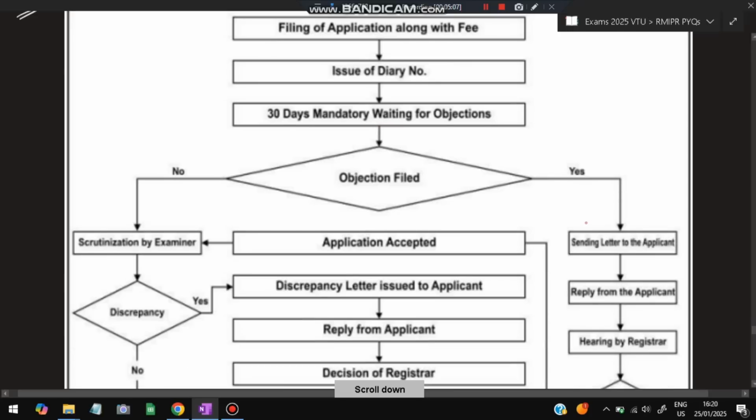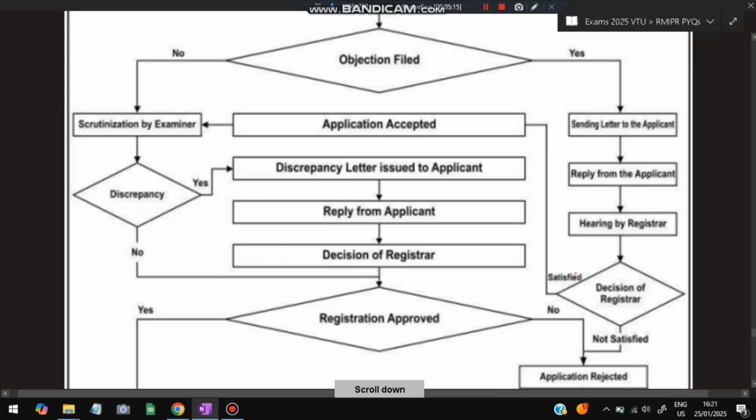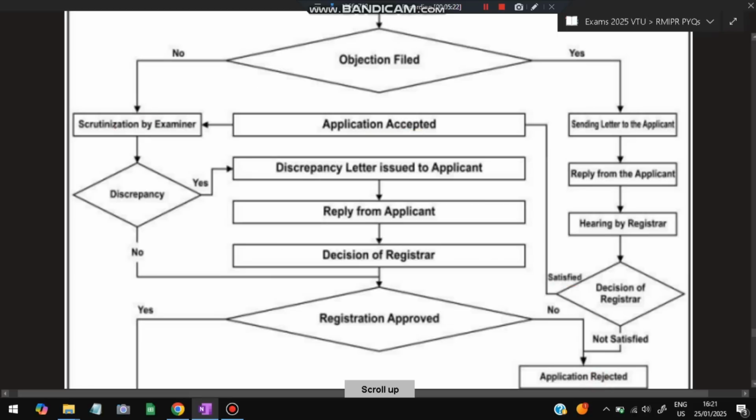If there are objections, a letter will be sent to the applicant, and the applicant's reply will come. After hearing the applicant's reply, the registrar will decide whether they are satisfied or not. If not satisfied, the application is rejected. If satisfied, the application is accepted. Then scrutiny by the examiner happens to check for any discrepancy. If there is a discrepancy, again a letter will be sent and the applicant's reply will be taken into consideration, and then the registrar will make a decision.